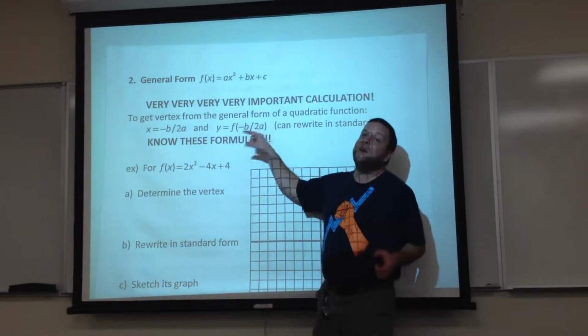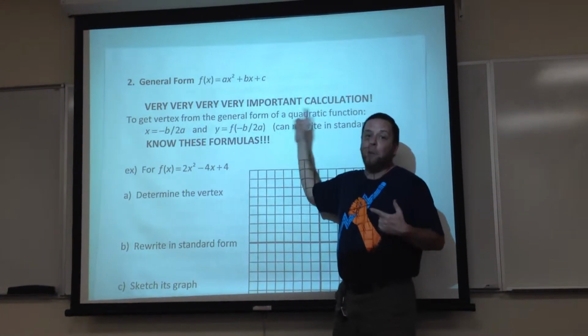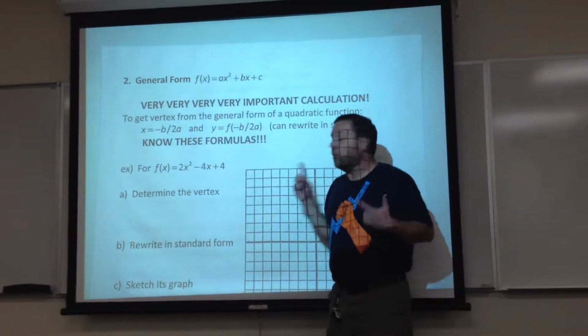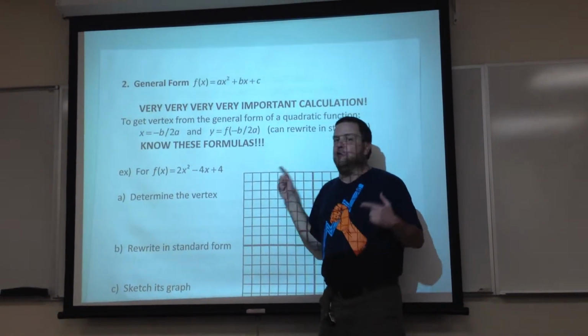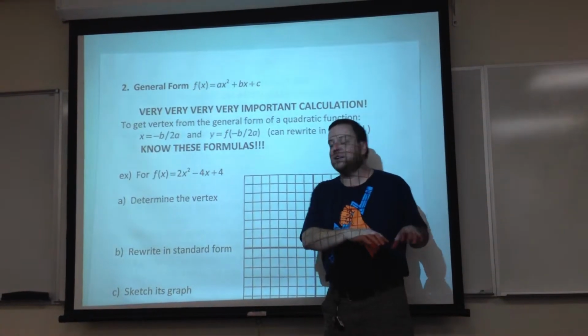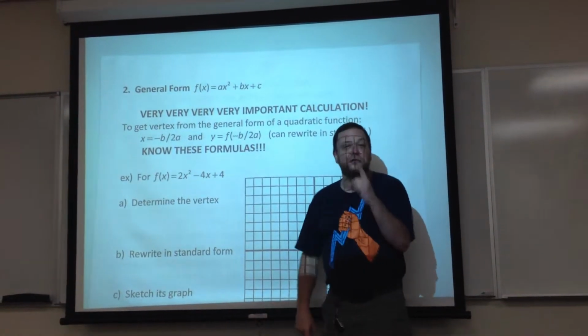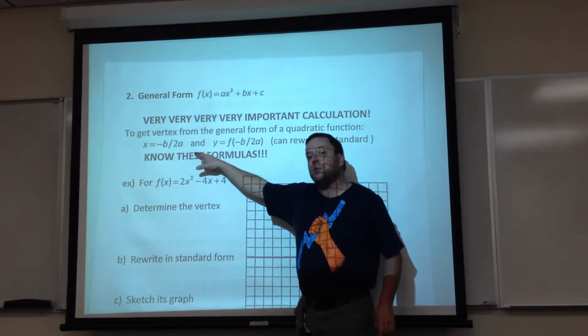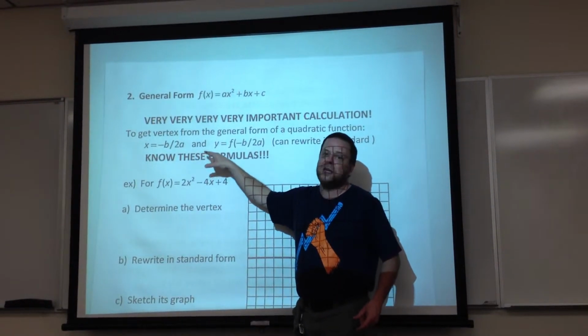I need to show you a very important calculation that you do need to commit to memory. For quadratic functions, if you don't have that standard form that tells you the shifting and the vertex, and it has this form, the first thing you need to do is perform this calculation right here: x equals opposite b divided by 2 times a.